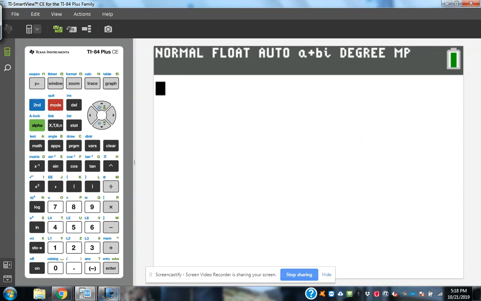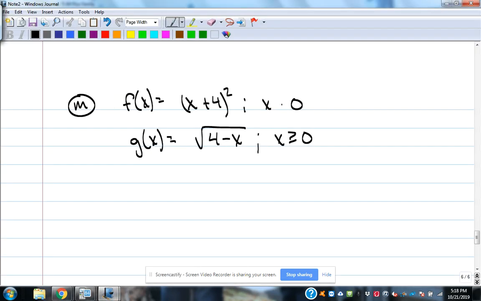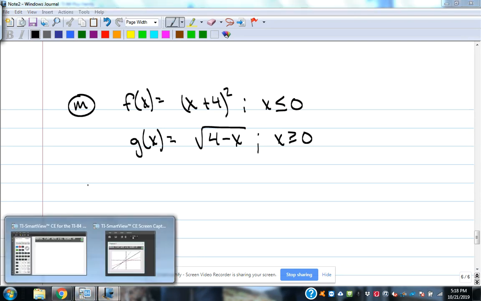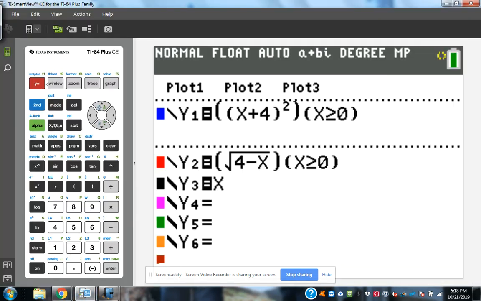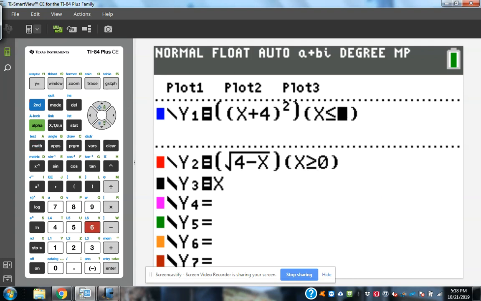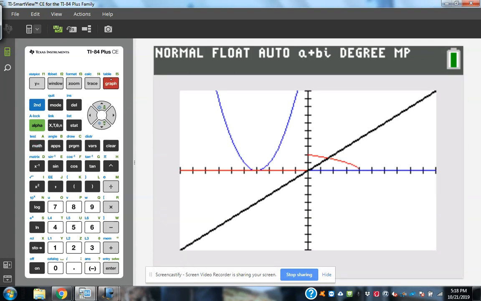My restriction shouldn't be greater than or equal to 0. It should be less than or equal to 0 because that moves to the left. I should have done x minus 4 like I had originally written. I tried to change it up. So I'm going to change that on my y equals to a less than or equal to instead of a greater than or equal to. Second math, less than or equal to is number 6. And now hit graph. There we see what's happening there. Okay. Now, do those reflect across that black line? Obviously not.